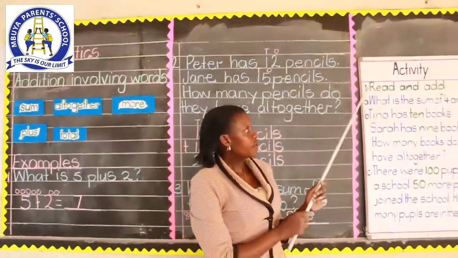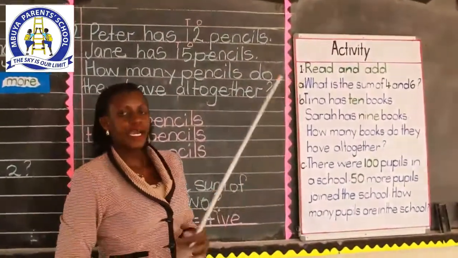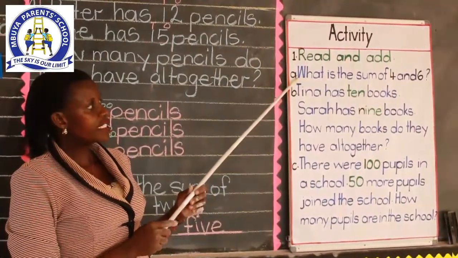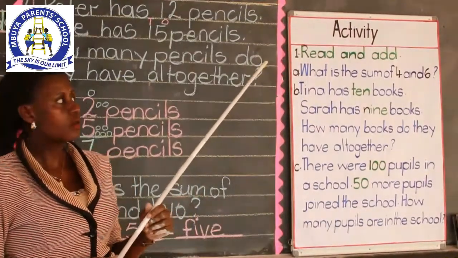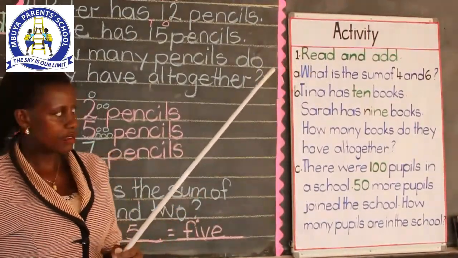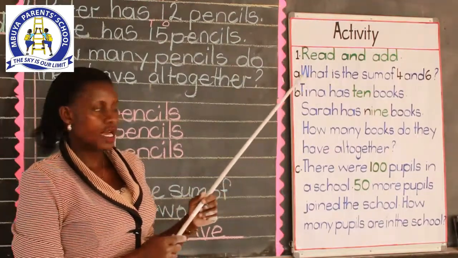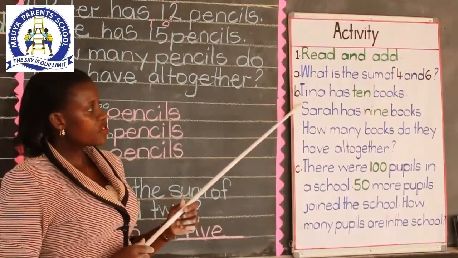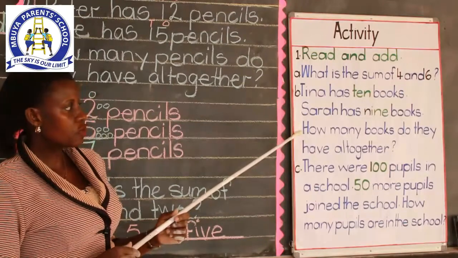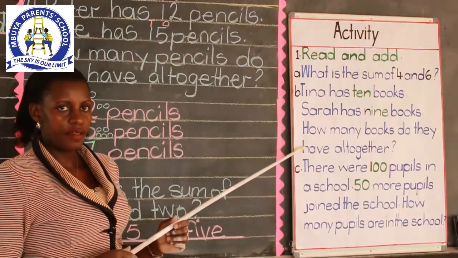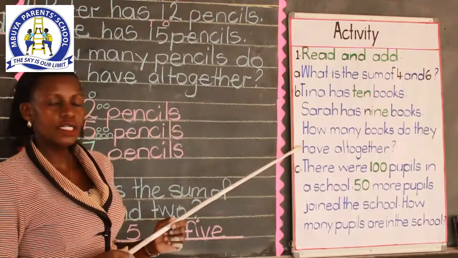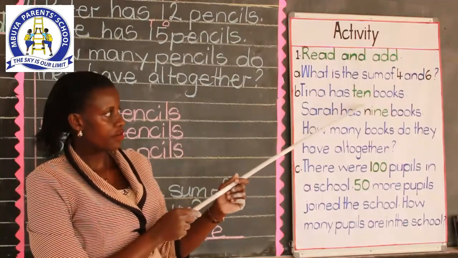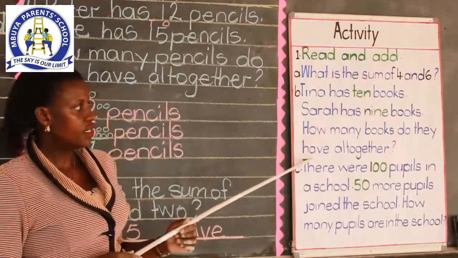Okay, now let's look at the activity. The activity is saying read and add. Part A, what is the sum of 4 and 6? We looked at the words related to addition. Part B, Tina has 10 books. Sarah has 9 books. How many books do they have all together? Mind the words. They have written in words, so your answer also should be in words.